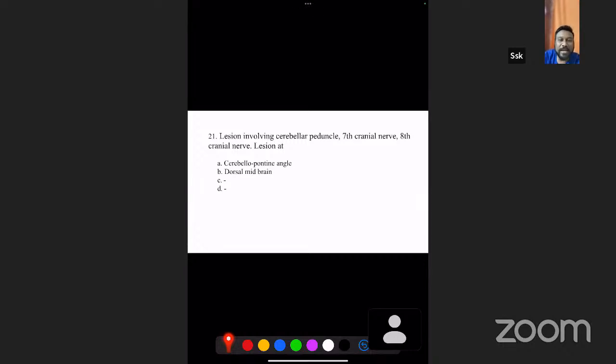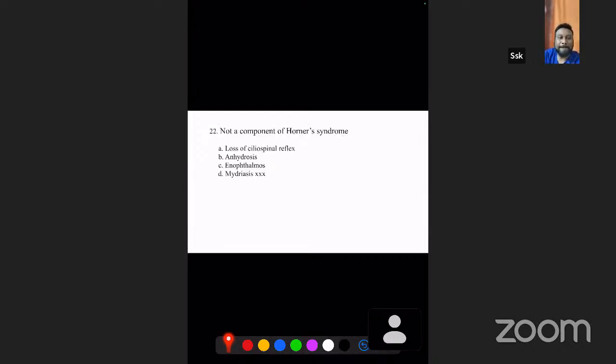Lesion involving cerebellar peduncle, 7th cranial nerve, 8th cranial nerve. Lesion is at cerebellopontine angle. This is classical vestibular schwannoma. Lesion involving the 8th cranial nerve, 7th cranial nerve, and the cerebellar peduncle, it is going to be a vestibular schwannoma. The answer is option A, CP angle.